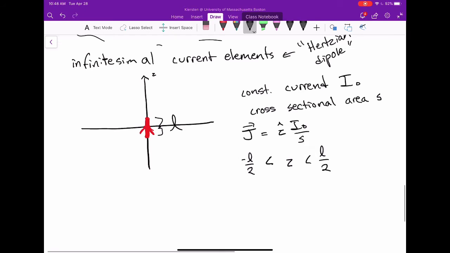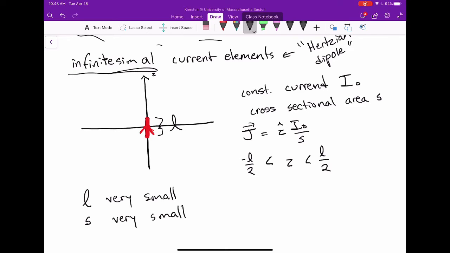And now here's the thing. This is an infinitesimal current element, so L is very small, and S is very small. And we've said that the current is constant on this current element. Otherwise, it's not really useful as a building block for integration.